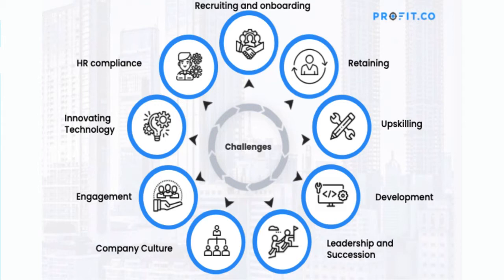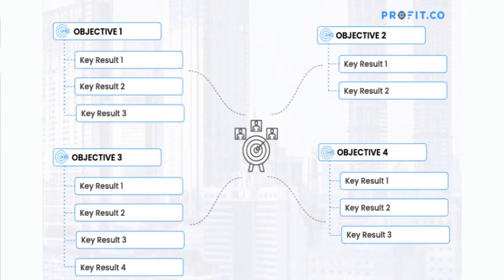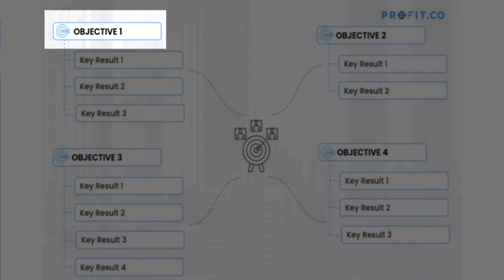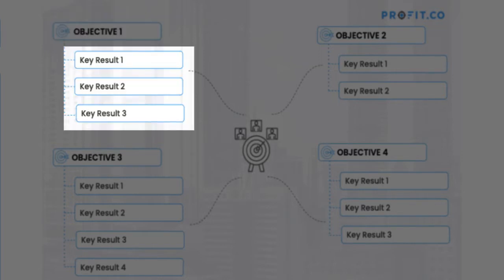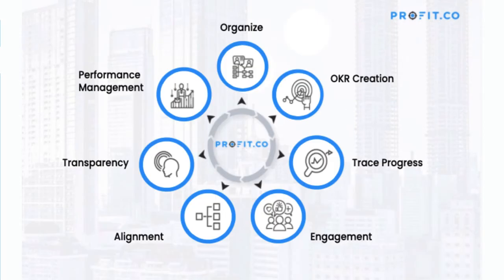Today we'll talk about how CHROs and HR departments can implement OKRs to overcome these challenges. Typically, an organization will have 3 to 4 objectives followed by 2 to 5 key results in each one. The objective is your goal, and the key results are the measures you use to track your progress towards that goal. With Profit's highly customizable OKR software, we can identify the problems your organization is facing and think about what needs to be achieved in order for you to be successful.